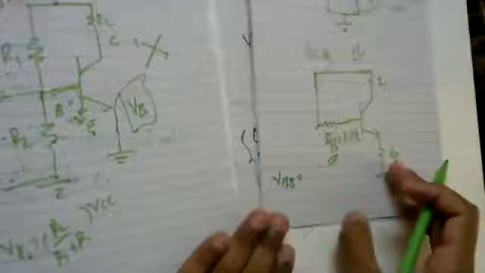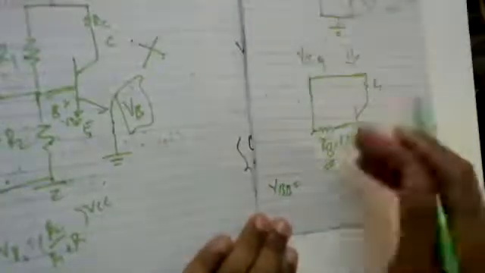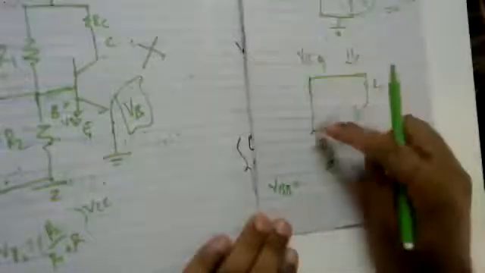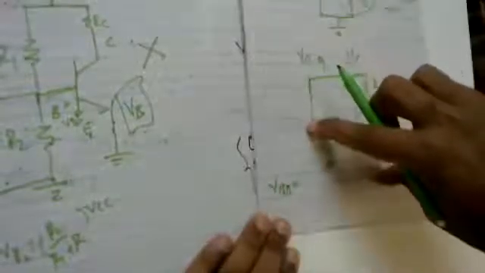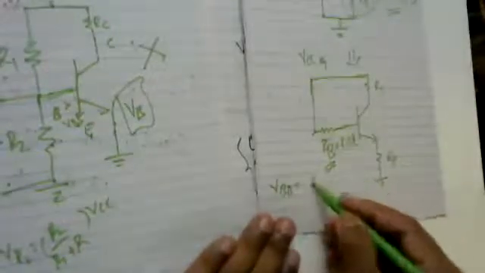Now, if this is the case, then I can compute my VBB, the base bias voltage. So I want the potential at the base with respect to ground. This is what I'm calling the base bias voltage. So VBB is given by R2 divided by R1 plus R2, into VCC.